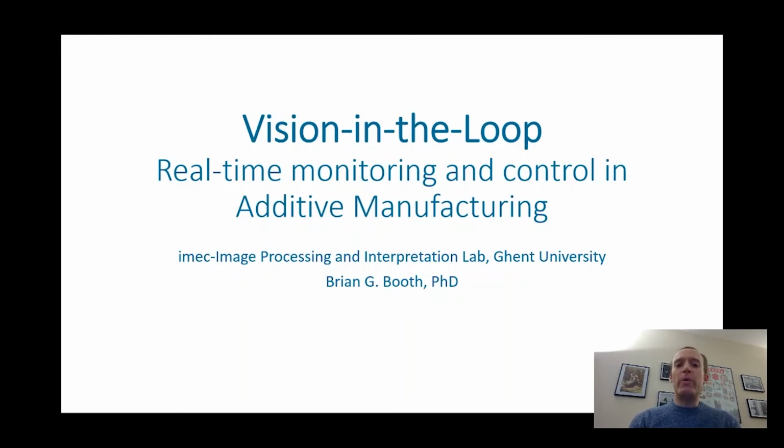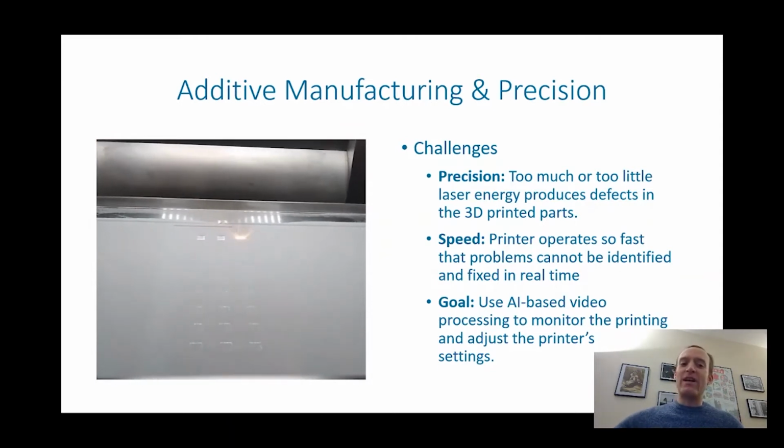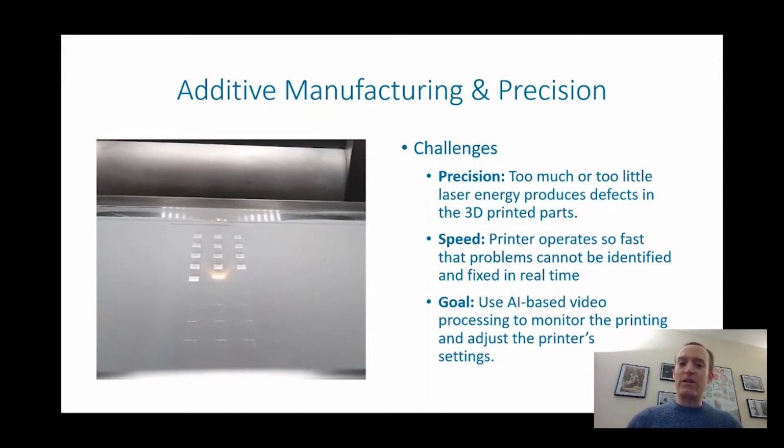Hello, I'm Brian Booth, and let's talk about real-time monitoring in additive manufacturing. Now, when I talk about additive manufacturing, what I'm really referring to is the 3D printing of metal parts. You can see an example of this on the left here, where we've laid down a layer of metal powder, and then a laser goes through it and melts the powder in the pattern of the object that we're trying to build. This process is repeated layer by layer until the full 3D object is printed.